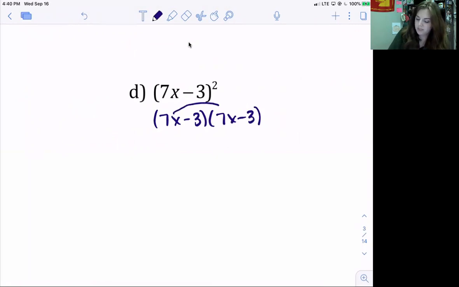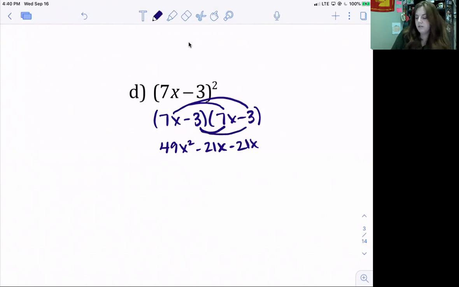So 7x times 7x is 49x squared. 7x times negative 3 is negative 21x. Negative 3 times 7x is another negative 21x. And negative 3 times negative 3 is a positive 9. We can combine our inside two terms. So we have 49x squared. Negative 21x minus 21x is a negative 42x plus 9.